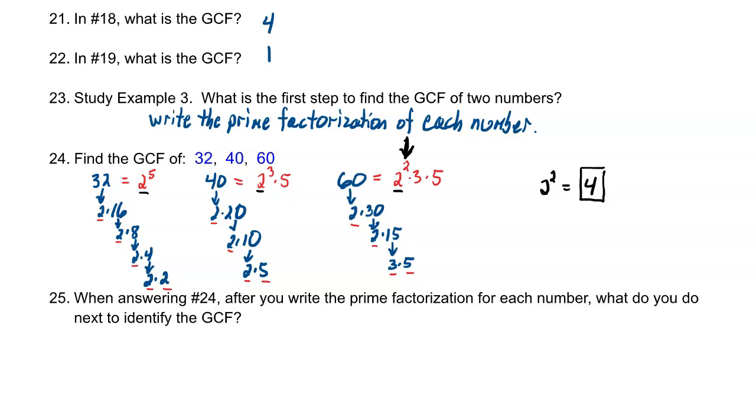4 does divide into all 3 of the given numbers. Number 25. When answering number 24, after you write the prime factorization for each number, what do you do next to get the GCF? We used the lowest power appearing for each common factor. The only common factor that appeared was the number 2, and the lowest power on that 2 was 2 to the second power from the number 60.